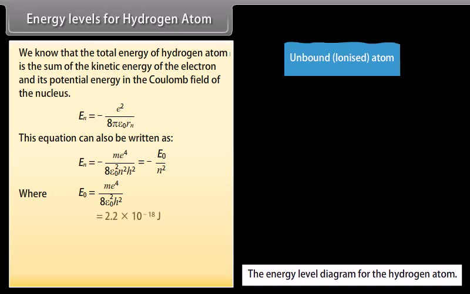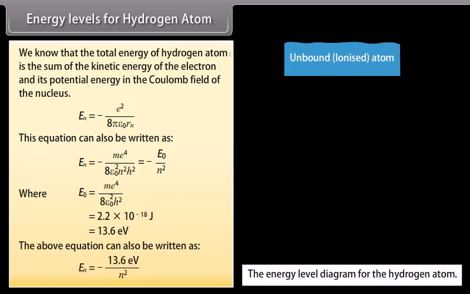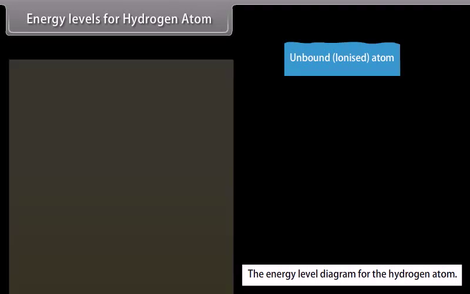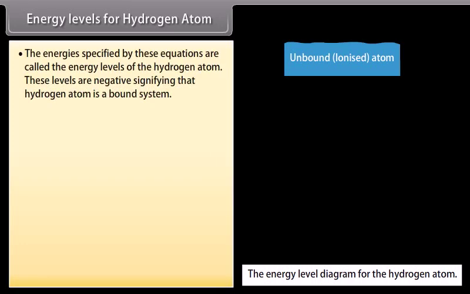E naught equals 2.2 times 10 raised to the power minus 18 joule, which is equal to 13.6 electron volt. The above equation can also be written as En equals minus 13.6 upon n squared electron volt. The energies specified by these equations are called the energy levels of the hydrogen atom. These levels are negative, signifying that the hydrogen atom is a bound system.